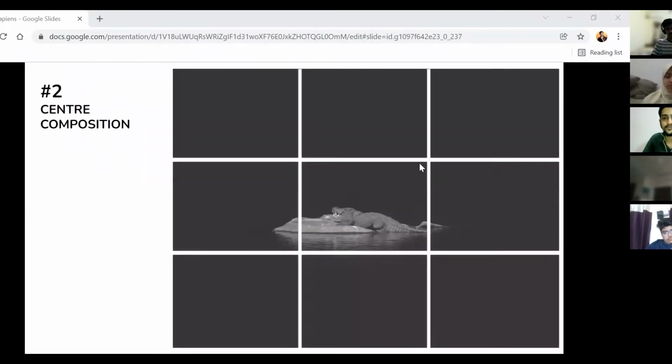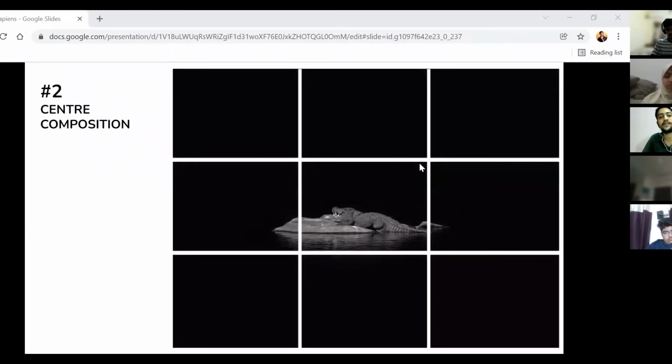The second one would be the center composition, where you focus your subject only on the center of the frame, at the center of all the 9 boxes. That is called the center composition. You can use this in case you want to deliver a frame where you show how far or how minimalistic this particular subject was in your frame.